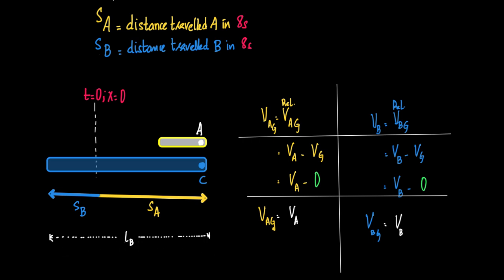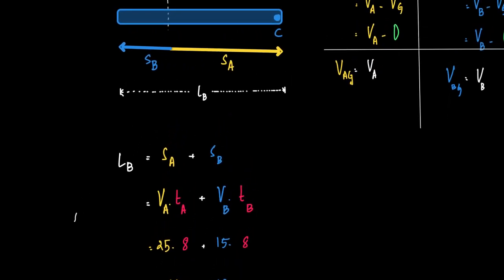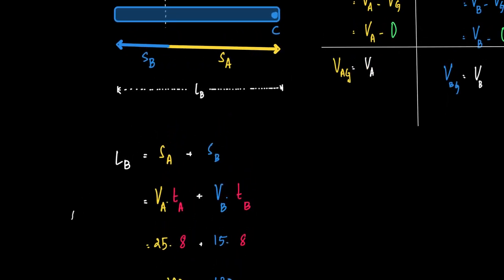Okay. And considering the relative velocities of A and G with respect to ground, we have VAG is equal to VA minus VG, and since the observer is in the ground frame, when the velocity of ground is assumed to be 0, we have VA minus 0 is equal to VA. Similarly, we have velocity of B with respect to ground as equal to VB. And from that, we can write that SA is equal to VA into TA and SB is equal to VB into TB.